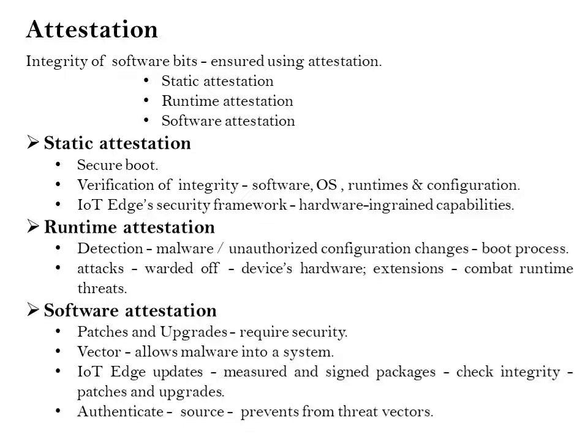All systems need patches and upgrades, but the update process requires security. If not, there may be a vector that will allow malware into the system. Therefore, IoT Edge updates are done through measured and signed packages in order to check the integrity of the patches and upgrades, and also to authenticate their source. This prevents them from becoming threat vectors.